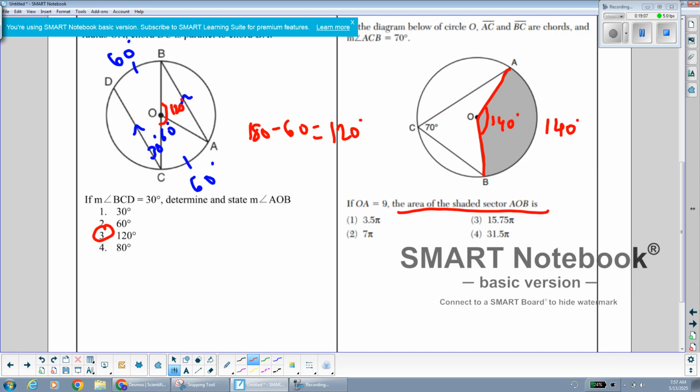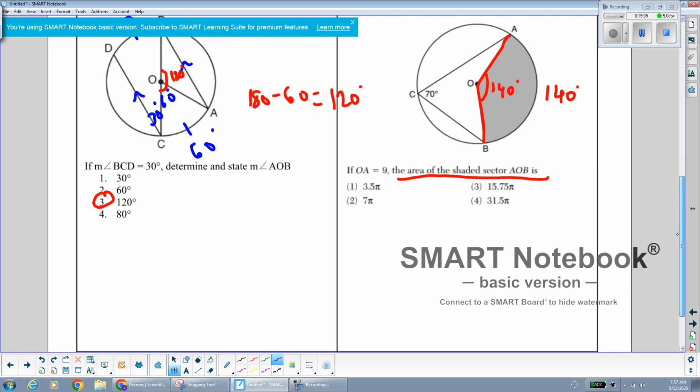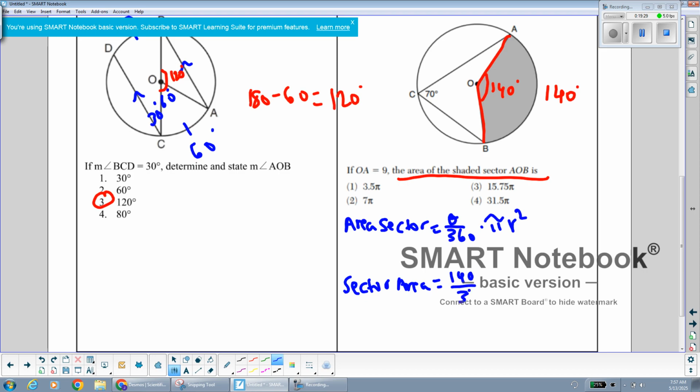So now let's find the area of the sector. The area of the sector is equal to the angle over 360 times the area, because we're dealing with areas for sector area. So sector area equals 140 over 360 times, and the radius is 9. 9 squared is 81, times 81 pi. I'm going to put this into the calculator. I'm not going to put the pi in because it does not want me to put the pi in.